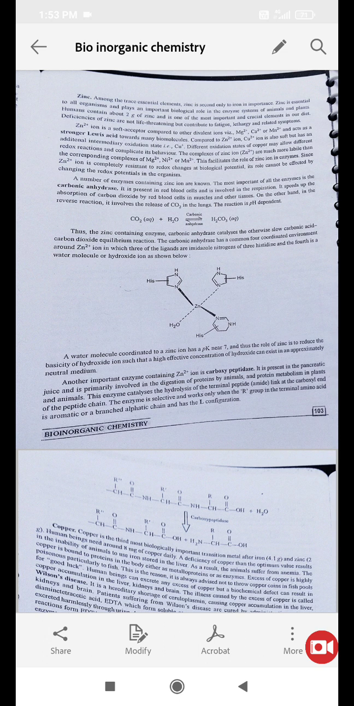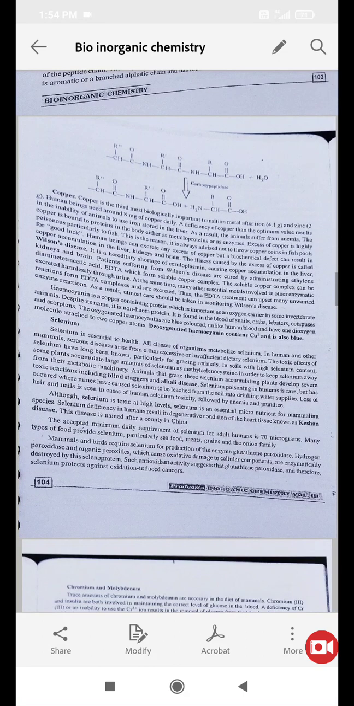It is present in the pancreatic juice and is primarily involved in the digestion of proteins by animals and protein metabolism in plants and animals. This enzyme catalyzes the hydrolysis of the terminal peptide link at the carboxyl end of the peptide chain. The enzyme is selective and works only when the R group on the terminal amino acid is aromatic or a branched aliphatic chain and has the L configuration.